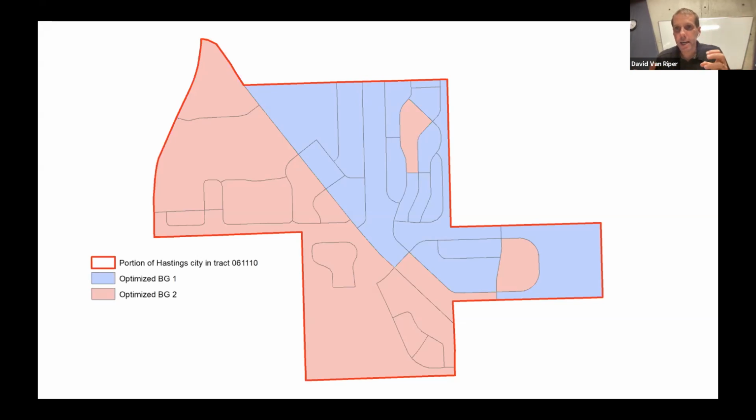And they didn't necessarily keep them contiguous with one another. You can see here that in this example I have, we've got a couple of blocks that are disjoint, so the optimized block group is a multi-part feature essentially. But the Bureau did this in order to provide more accurate statistics for these places and townships. And I think this was a good decision on the part of the Census Bureau.